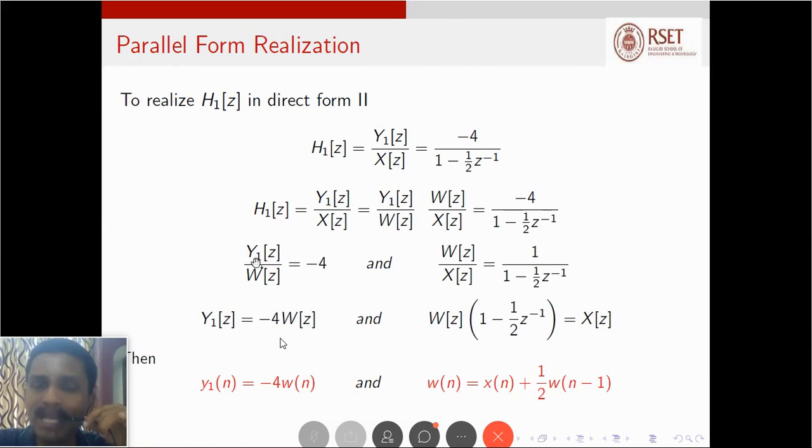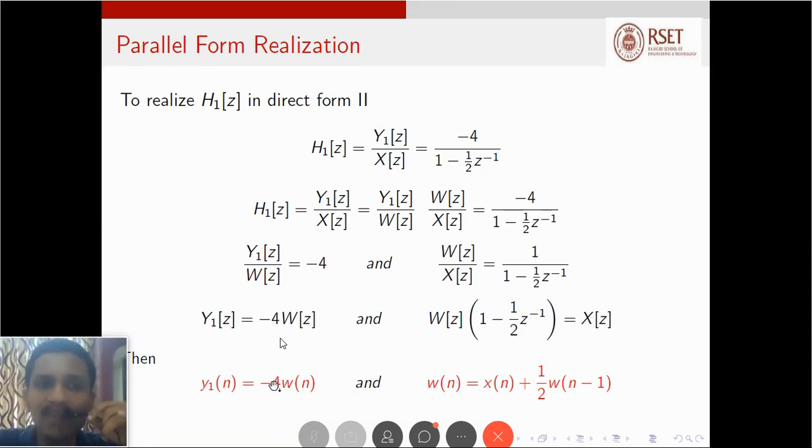So if you are splitting like this, Y1 of Z by W of Z is equal to minus 4, and W of Z by X of Z is equal to 1 divided by 1 minus 1 by 2 Z inverse. This is the numerator term and this is the remaining term. Then cross multiply them. You will get Y1 of Z is equal to minus 4 W of Z, and W of Z into 1 minus 1 by 2 Z inverse is equal to X of Z.